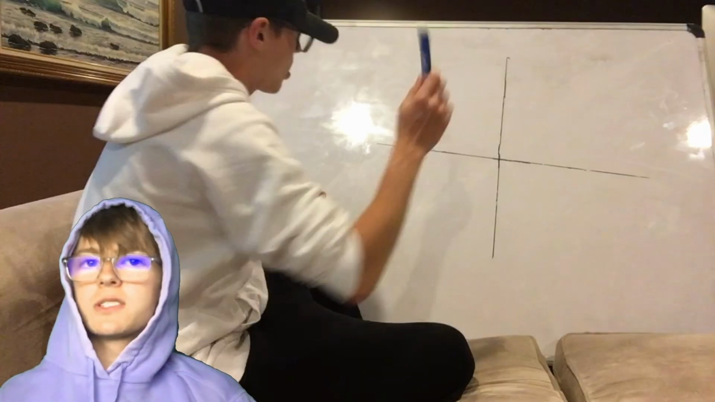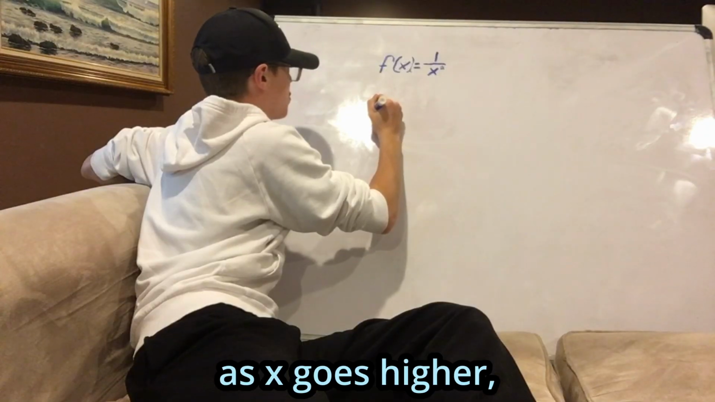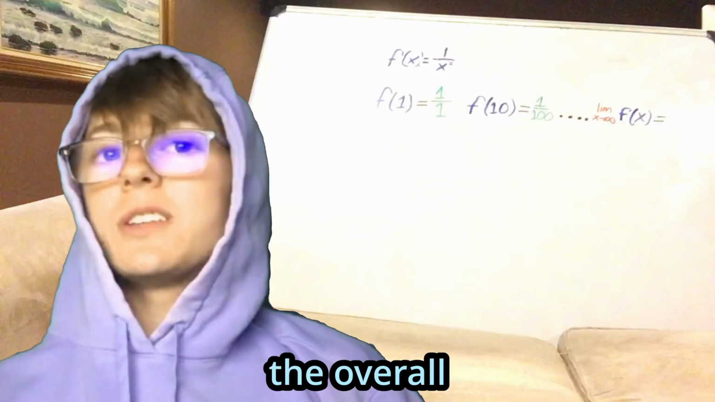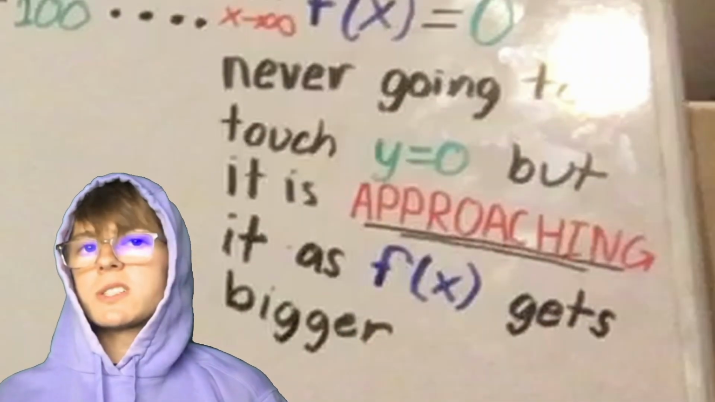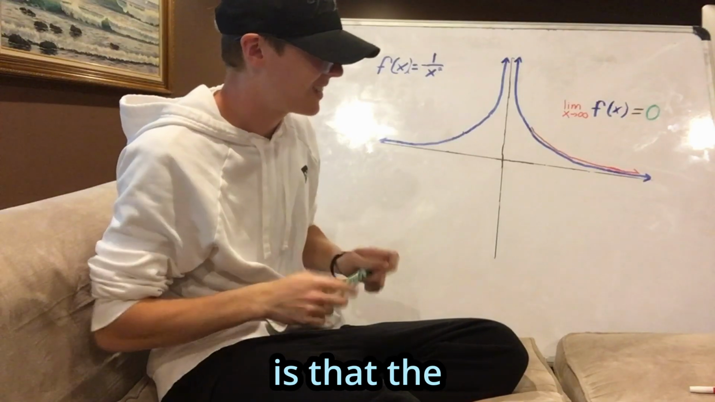Okay, last challenge. 1 over x squared. What is the limit as x approaches infinity? As x goes higher, the denominator of the function is getting higher and higher. That makes the overall fraction smaller and smaller. Although this function is never going to touch 0, we know that it's approaching 0 because the fraction is getting smaller and smaller and getting closer to 0. So the answer is that the limit is 0.